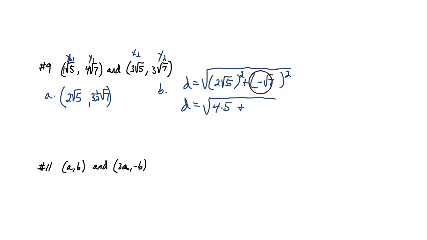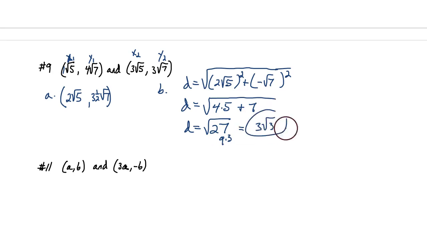Now over on this side, negative square root of 7 squared makes positive 7, because a negative squared is positive and square root of 7 squared is 7. So next step, we get the square root of 27. Now we're not done, because 27 can factor as a 9 times a 3. And the square root of 9 is 3, and then this 3 right here will stay in a radical.